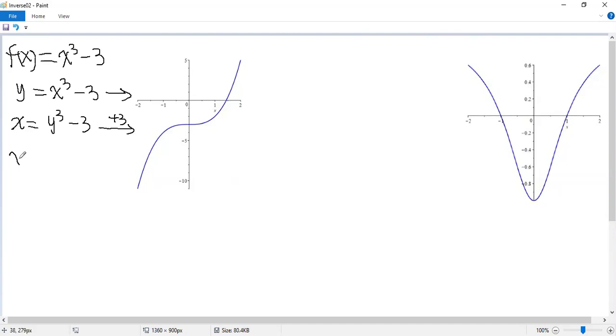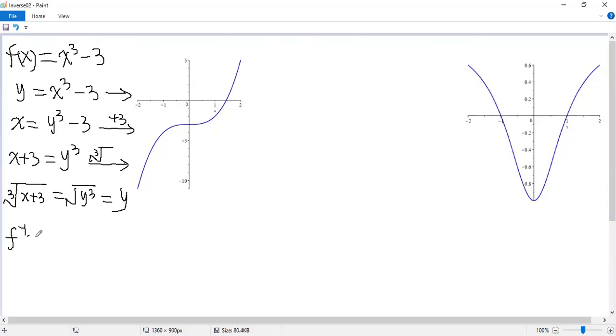So we get x plus 3 equals y cubed. To eliminate the cube, we take the cube root. So we get the cube root of x plus 3 equals the cube root of y cubed, which is y. So the inverse function is the cube root of x plus 3.